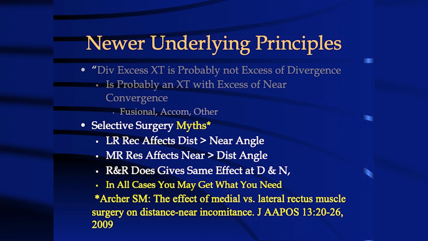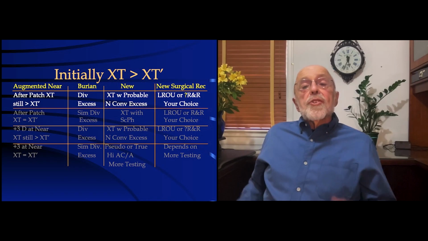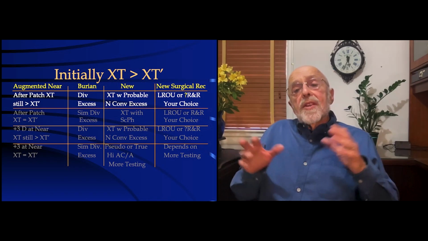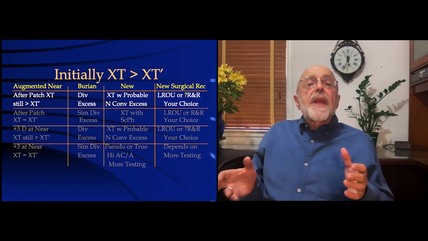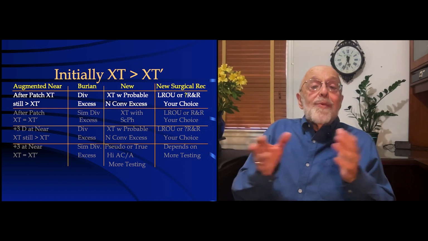It's a myth that lateral rectus recessions affect distance more than near. It's a myth that medial rectus resections affect near greater than distance, and a myth that an R&R gives the same effect at distance and near. In almost all cases, you get what you need with respect to distance near differences. So let's look at how I think in 2023 or beyond, we should view this.